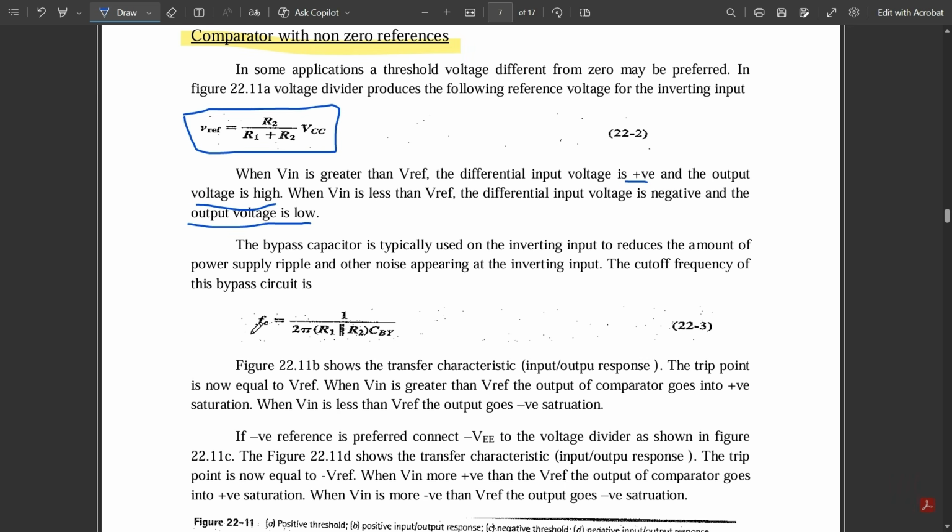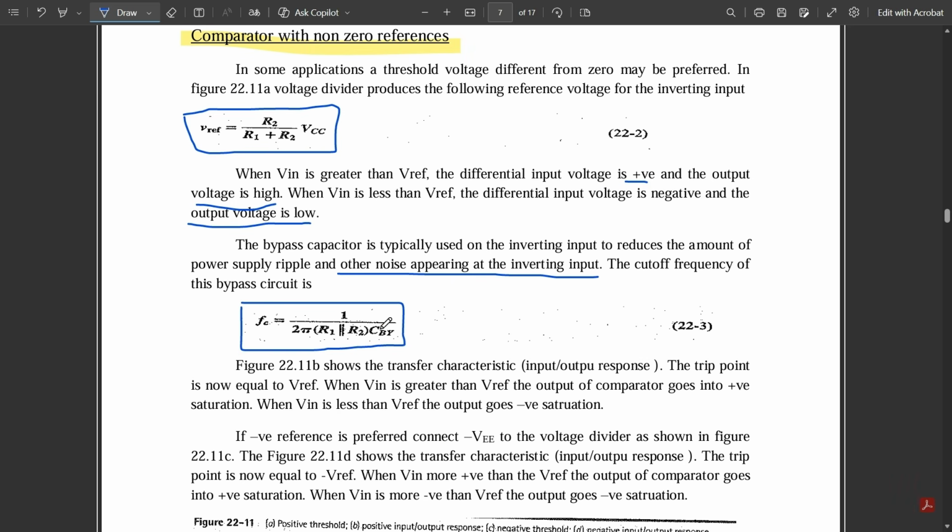Now the cutoff frequency, how this is obtained, you see here the bypass capacitor is typically used on the inverting input and it reduces the amount of power supply ripple and other noise appearing at the inverting input. So basically the cutoff frequency is given by this relation, that is Fc is equal to 1 divided by 2 pi into R1 parallel to R2 into CBY.